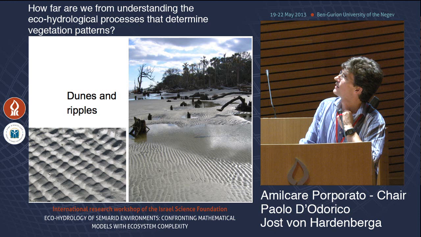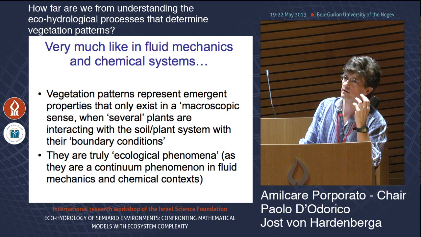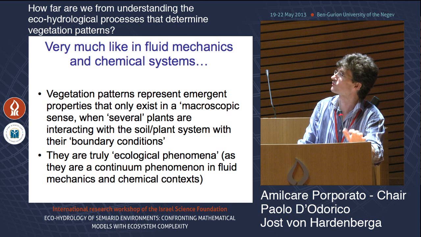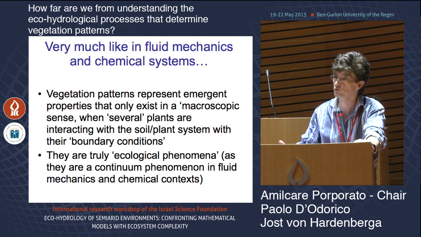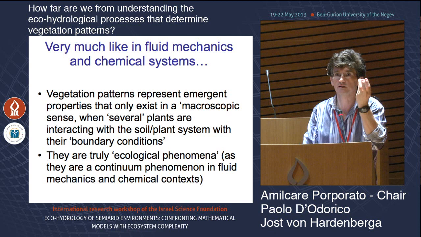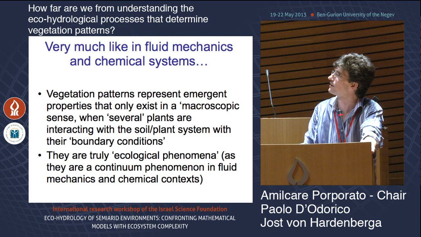So very much like in fluids and chemical systems, patterns represent emergent properties of the system that basically exist only when you see the system as a whole, macroscopically. When you have several plants that interact with the cycling of nutrients and water and their boundary conditions, they don't exist at the molecular level, meaning at the plant level or at the single element level. So they're truly ecological phenomena. That's probably why we're so fascinated by them.